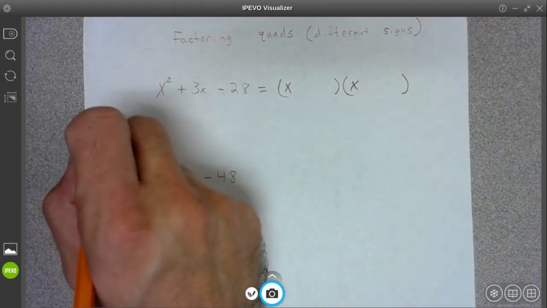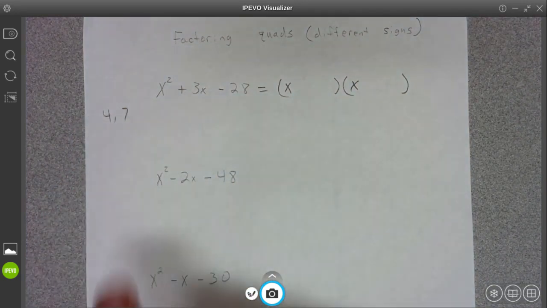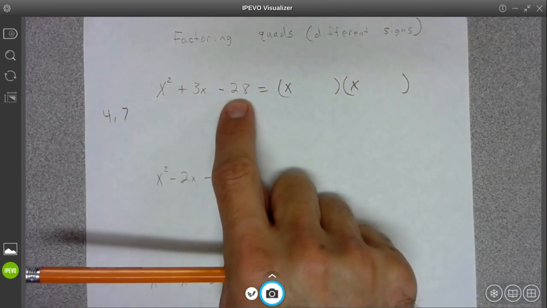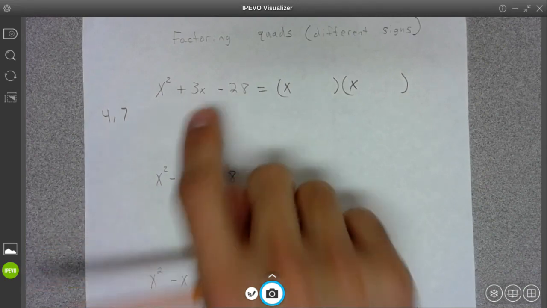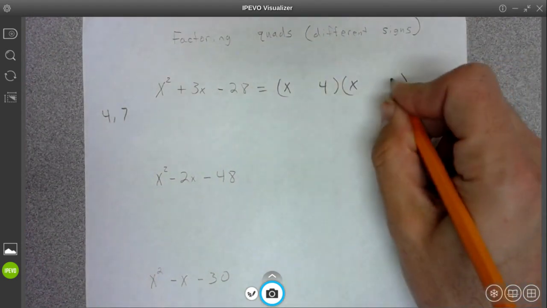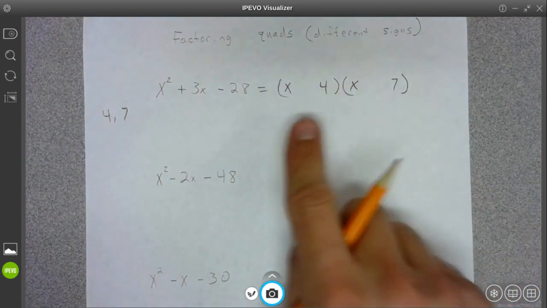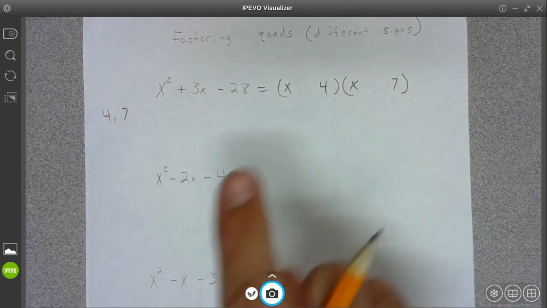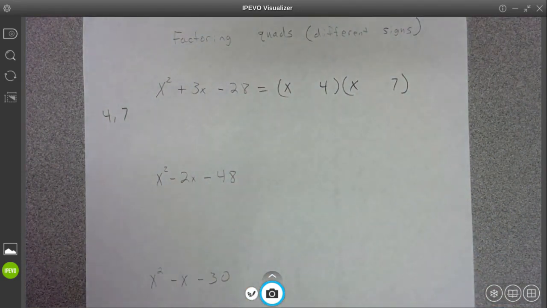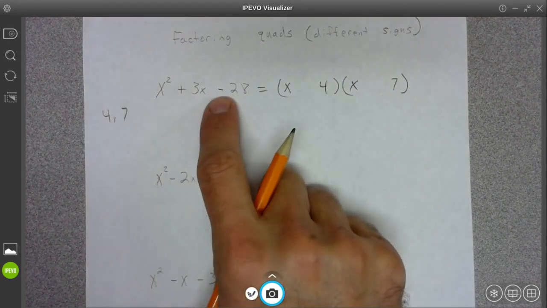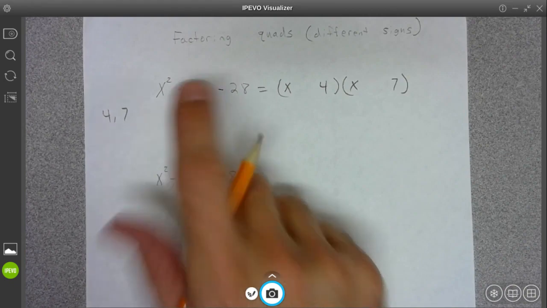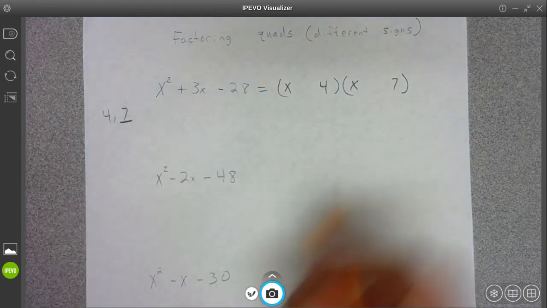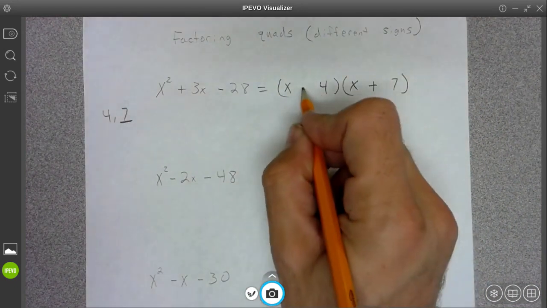It's 4 and 7. These two numbers multiply to give us 28, and they will subtract to give us 3. So I know it's a 4 and a 7. But because this is different signs, one of these will be plus and one will be minus. And it does matter which one, so you've got to choose correctly here. This tells us that they're different signs, and this tells us that the bigger number will be positive. So 7 is our bigger number, so 7 is going to be positive, and the 4 will be minus.